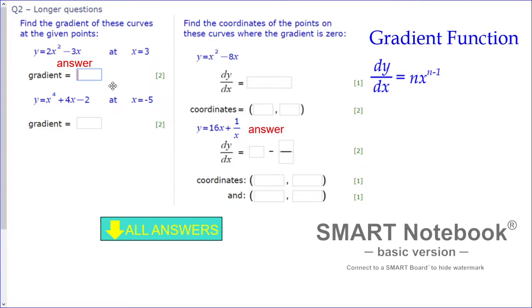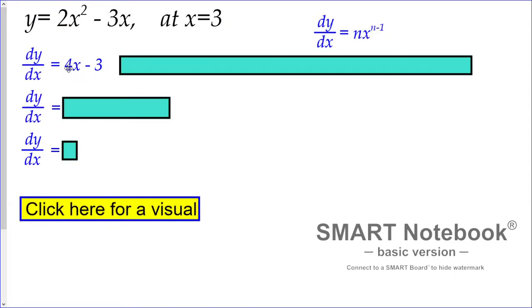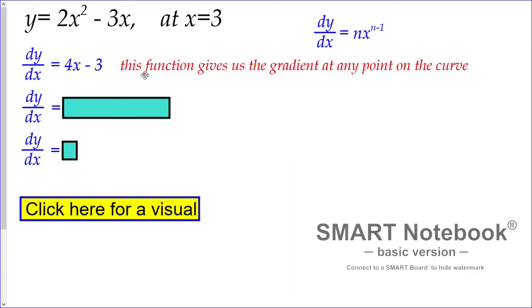So I'm going to do two examples. The first one is y equals 2x squared minus 3x. So we're going to take the derivative. I showed you how to do that in the previous video, so here it is, dy dx equals 4x minus 3. This function gives us the gradient at any point on the actual curve. This is the gradient function.